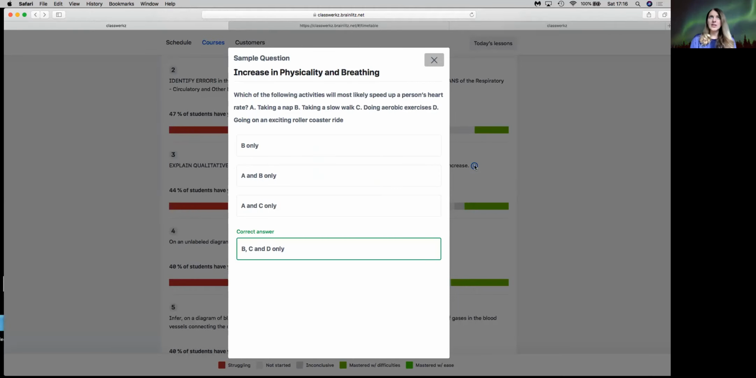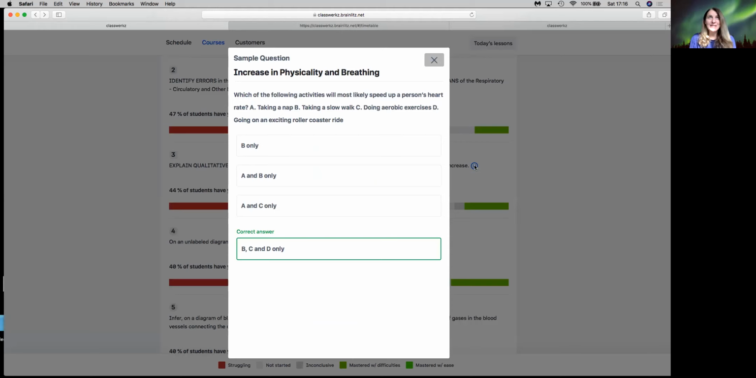So this question is not a flow diagram, but it's a problem solving question. Which of the following activities will most likely speed up a person's heart rate? A, taking a nap, B, taking a slow walk, C, doing aerobic exercise, or D, going on an exciting roller coaster ride?